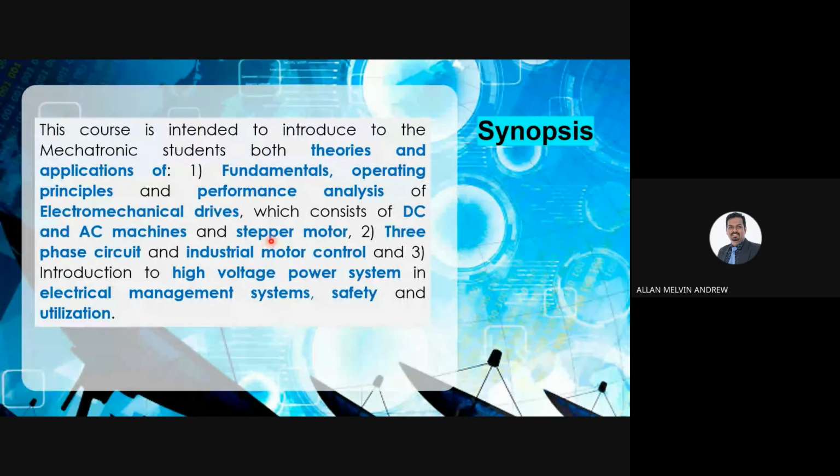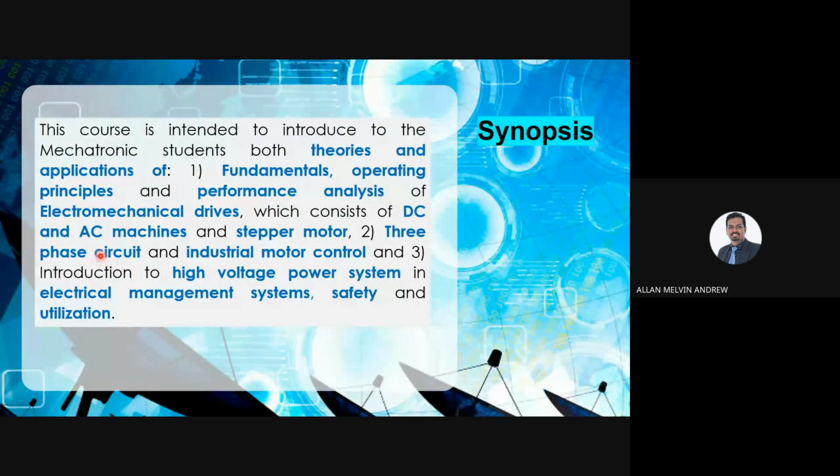Stepper motors are for precise controlling. As mechatronic engineers we cannot escape ourselves from motors. Motors are everywhere. Even in a car, we can see so many motors. So the stepper motors will be there. So we will be studying stepper motors, and the second is the three-phase circuit.